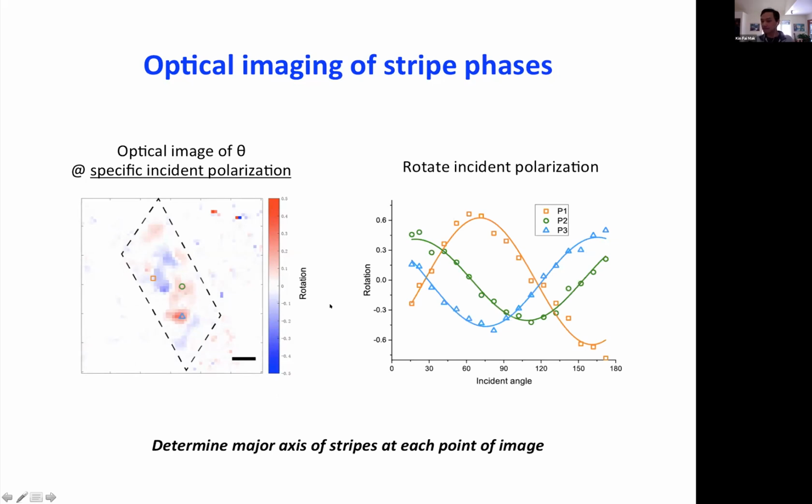Do you mind if I ask a question, actually? Sure. So if you were to tune the density away and come back, do you see that the orientation is changing, or is it somehow fixed?